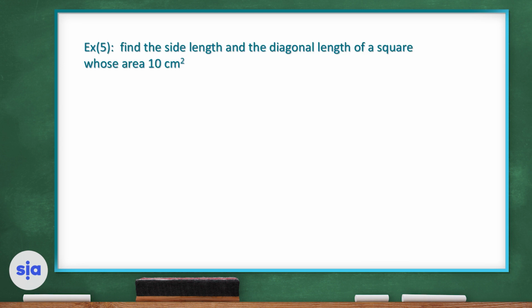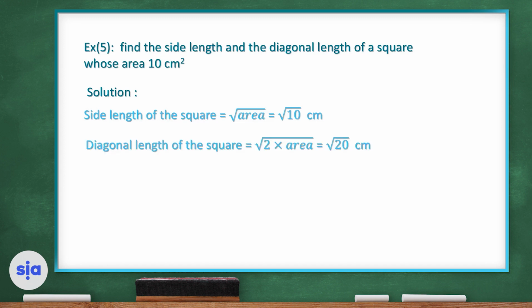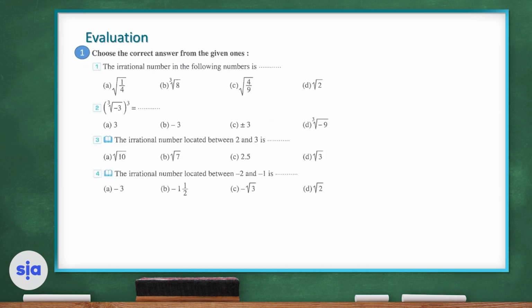Example 5. Find the side length and the diagonal length of a square whose area is 10 centimeters squared. As long as the area is 10, the side length is square root of 10. How can we find the diagonal? Yes, the diagonal squared is 2 times the area, so the diagonal is square root of 20 centimeters long.